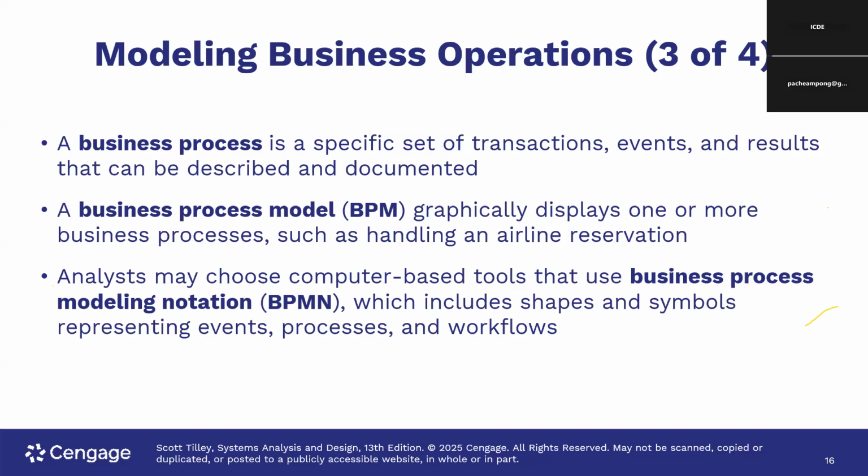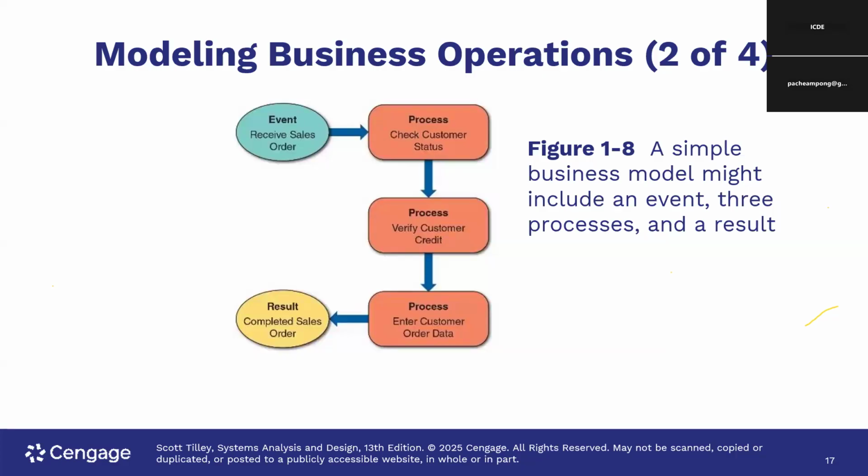A business process model also graphically displays one or more business processes, such as handling an airline reservation. So analysts may choose computer-based tools that use business process modeling notation, which includes shapes and symbols representing events, processes, and workflows. We'll be looking at that shortly. Okay, so when you look at this image, what do you think is going on here?